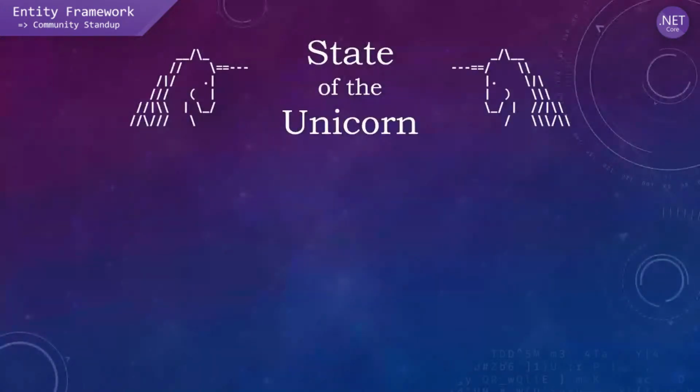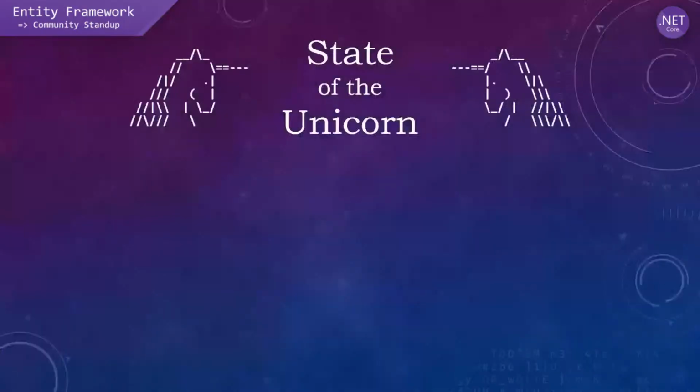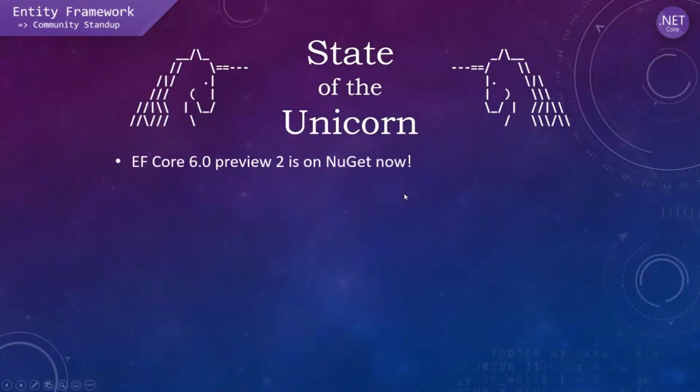So let's get started with the state of the unicorn. Sorry, that was the wrong button. Here we go. EF Core 6.0 Preview 2 is on NuGet now. It's as always with previews.